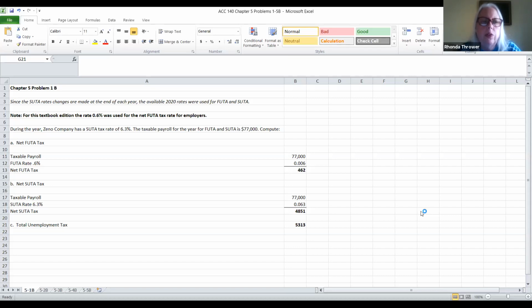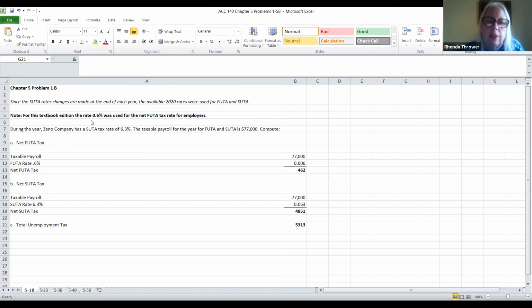You should be able to see your chapter 5 problem 1B. And since the SUTA rate changes are made at the end of each year, the available 2020 rates were used for FUTA and SUTA. So at the time this textbook was published, the rate is going to be 0.6%, which was used for the net FUTA tax rate.